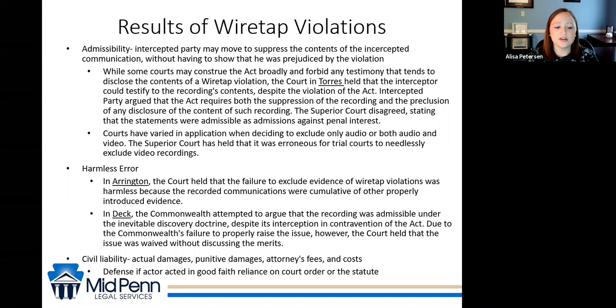Another potential outcome could be civil liability. The act provides a civil cause of action for violations of the act, where the person can receive actual damages, punitive damages, attorney's fees, and costs. However, it's worth noting that it is a defense if the actor acted in good faith reliance on a court order or the statute. So say, for example, the trial court lets the evidence in, says it's not violating the act, and then the Superior Court ends up saying, no, it was a violation of the act and it should have been excluded.